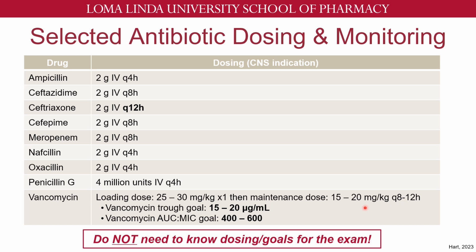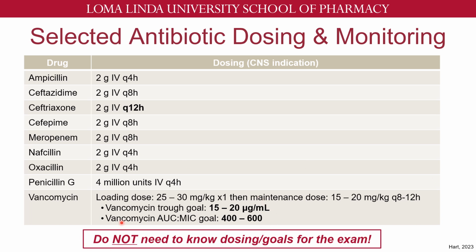And vancomycin as well will be more aggressive. I'm sure you'll talk a little bit about this more in your PK lectures, but we use a higher trough goal or a higher AUC to MIC. I have both levels here because depending on what institution you are at, they may still use trough goals. So you would use a higher trough goal of 15 to 20, but the AUC to MIC goal will remain the same in general, 400 to 600.